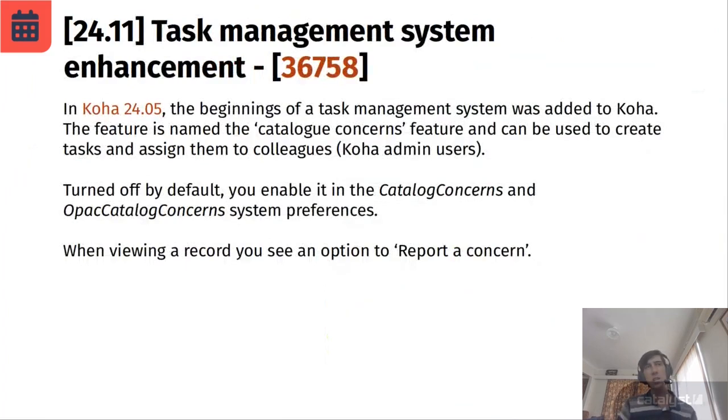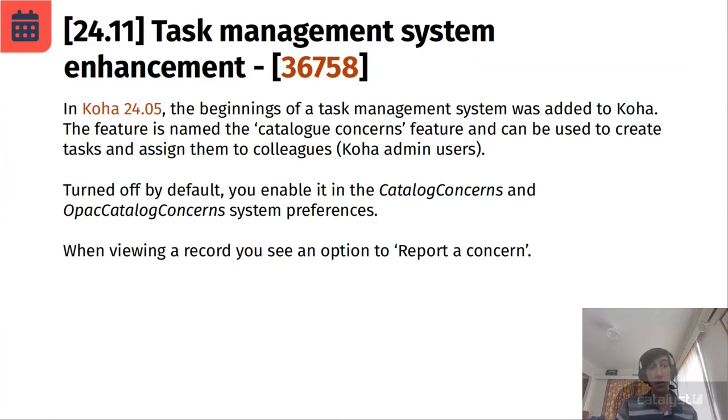So this enhancement, the task management system enhancement, a bit of background context about this. In Koha 2405, the Koha community added what we consider the beginnings of a task management system to Koha. The feature was named Catalogue Concerns, but that name is a bit misleading for what it could actually be used for. Essentially, you can use it for creating tasks and assigning them to colleagues, so other Koha admin users, other library staff that can log into the Koha staff client.